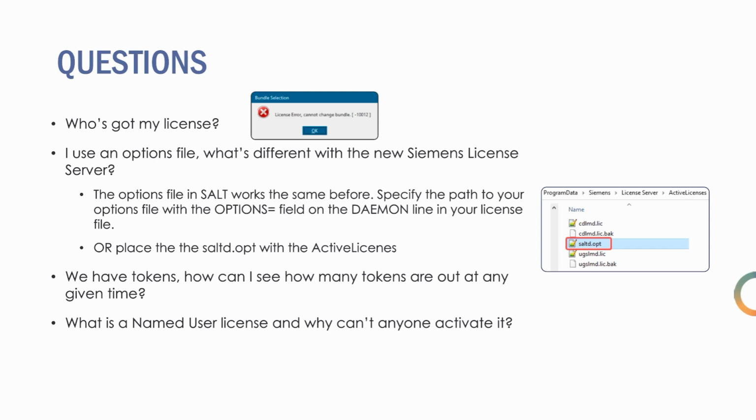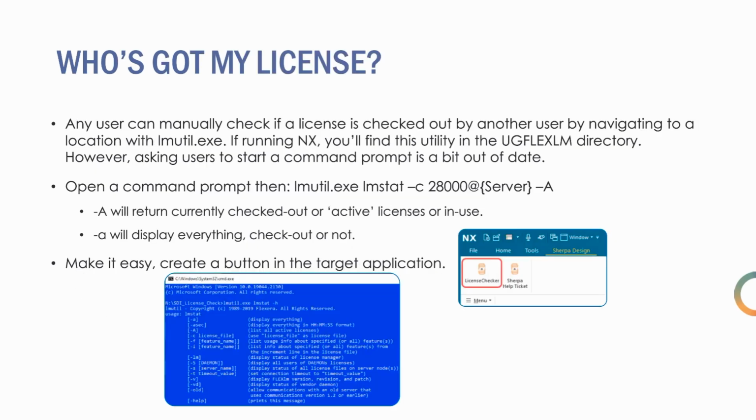How many are there? Are they out? Who's got them? How come I can't get to this license? And I'll show you how to get to those. And what is the named user license? And when you deploy it, why can't anybody activate it? First one, who's got my license?